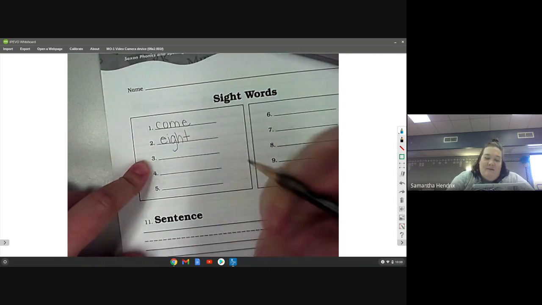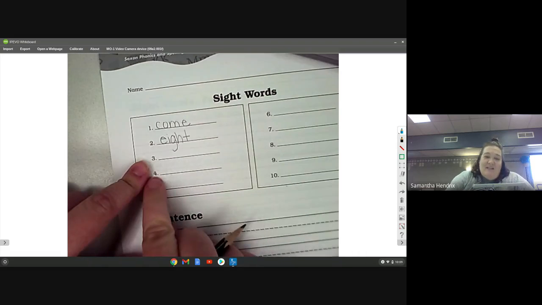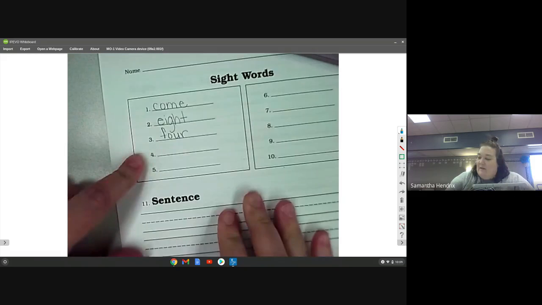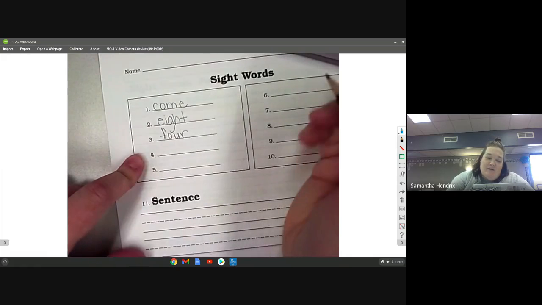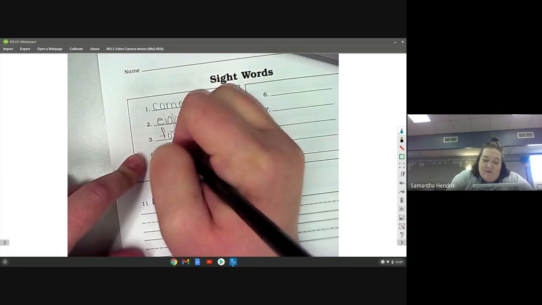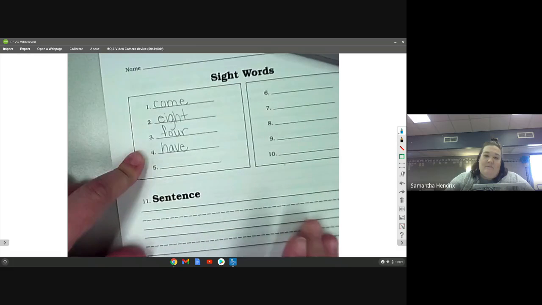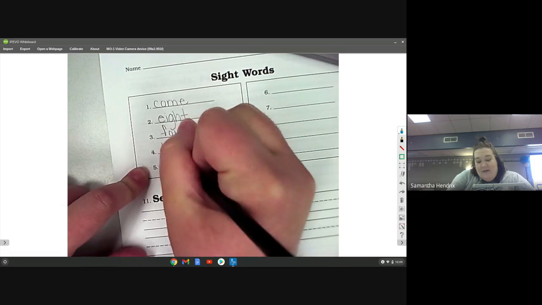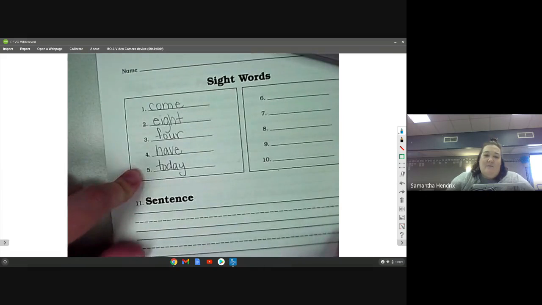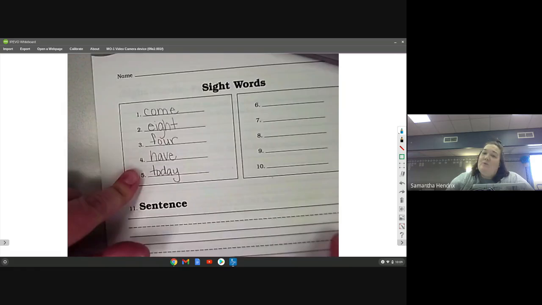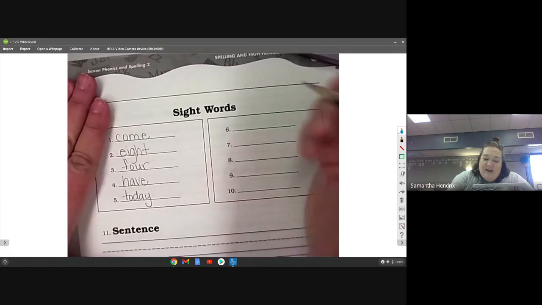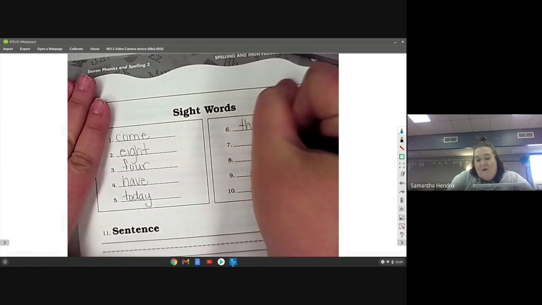Three. Number 3 is 4. This is number 4. Number 4, have. Do you have any questions? Number 5, today. Today is November 2nd. Remember, these are sight words. They don't follow our normal rules. You guys can read all these, so we have to put it in our memory to know how to spell them. Number 6, they. They are walking down the hallway.